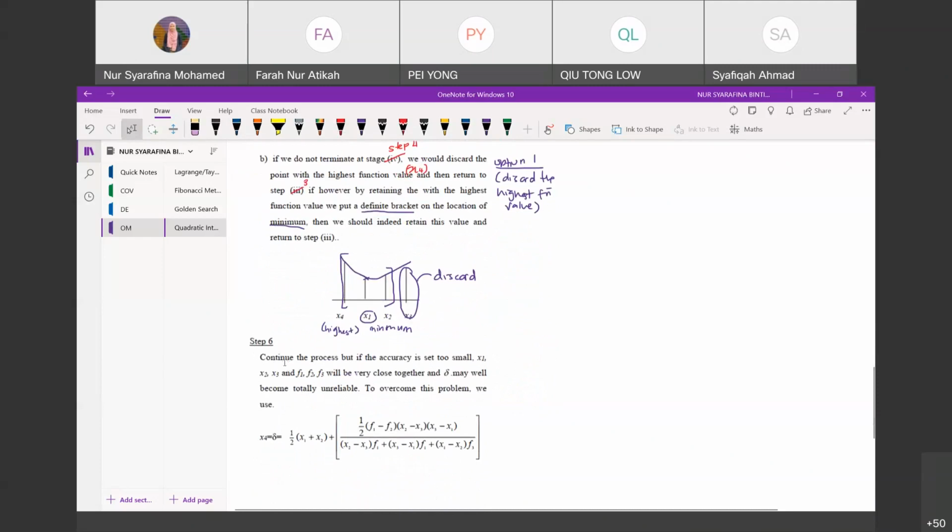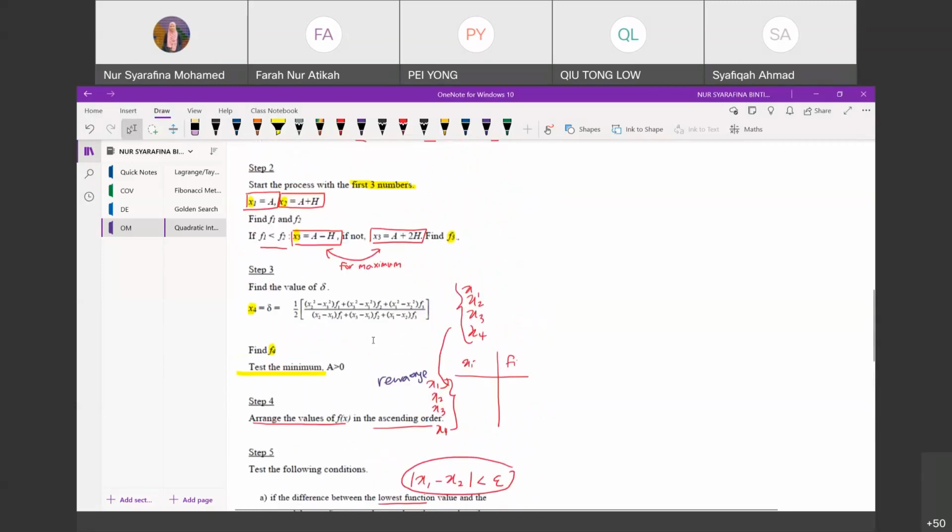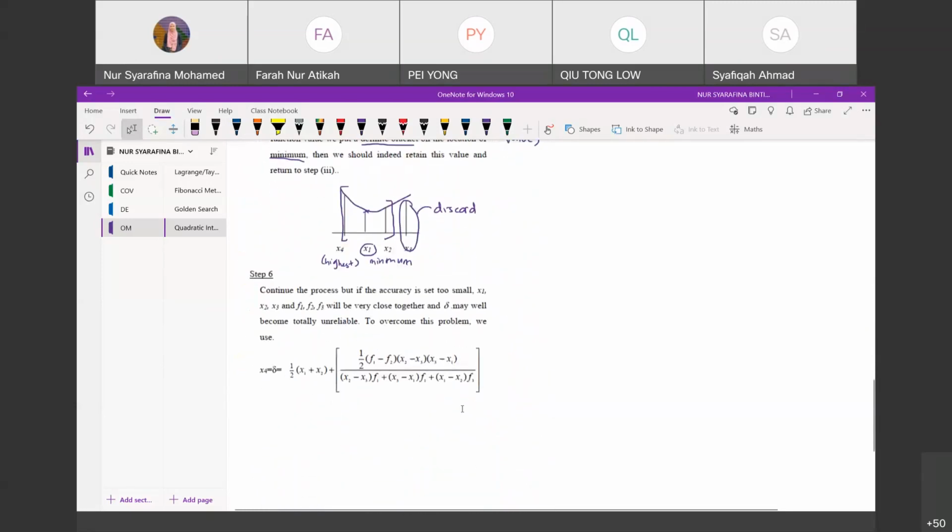Now in step 6, we just need to continue the process. But if the accuracy is set too small, maybe x1, x2, x3, and f1, f2, f3 will be very close together, and delta may well become totally unreliable. So to overcome this, instead of using this delta, we can also use this. No different. But why do we need to do this? Because we want to avoid a very small difference between the points. Why?